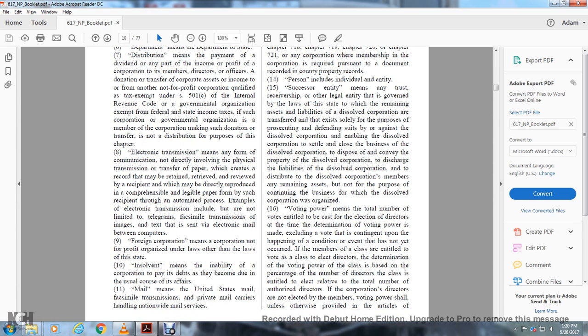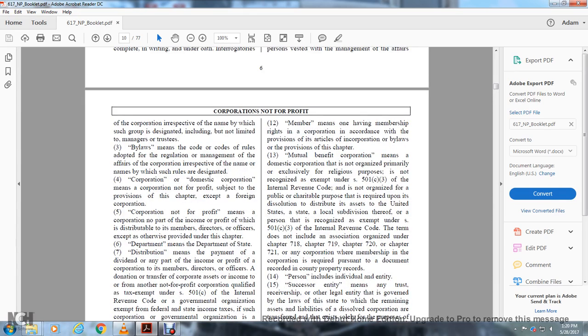Insolvent means the inability of a corporation to pay its debts as they become due in the usual course of its affairs. Mail means the United States mail, facsimile transmission, or mail carriers handling national mail services. Member means one having membership rights in a corporation in accordance with the provisions of its articles of incorporation or bylaws or the provisions of this chapter.